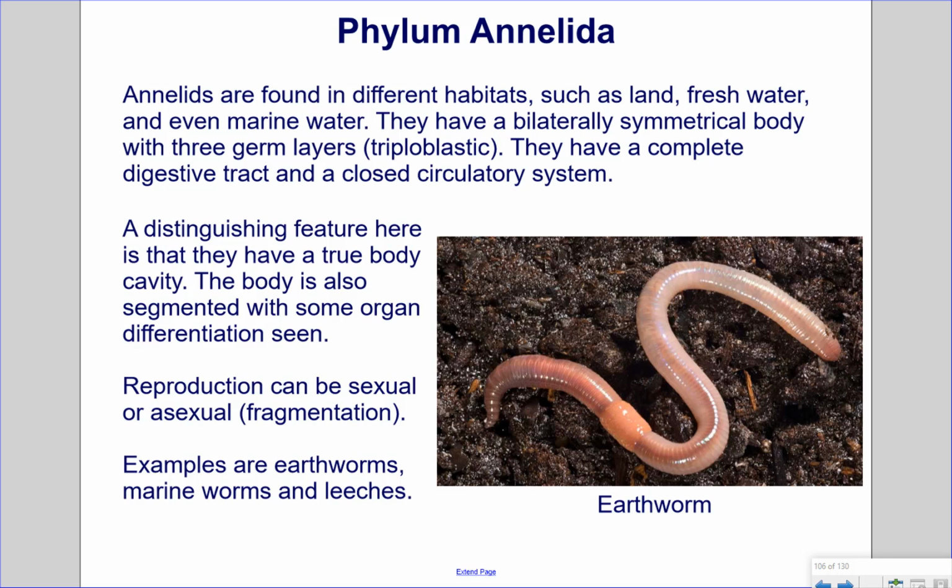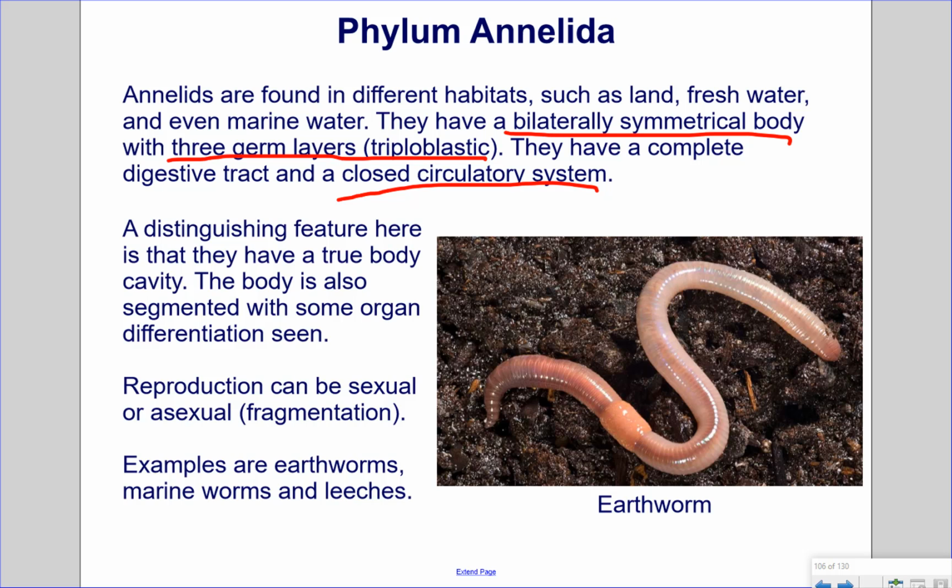Phylum Annelida. Annelids are found in different habitats, such as land, freshwater, and even marine water. They have a bilaterally symmetrical body with 3 germ layers, so they're triploblastic. They have a complete digestive tract and a closed circulatory system. A distinguishing feature here is that they have a true body cavity. The body is also segmented, with some organ differentiation seen.